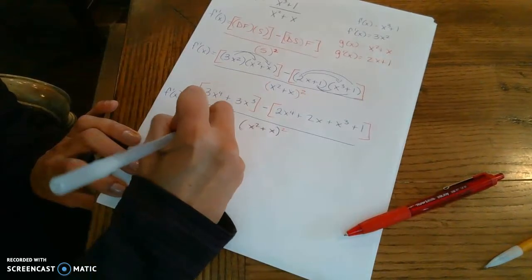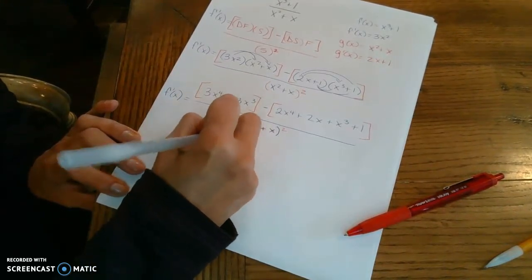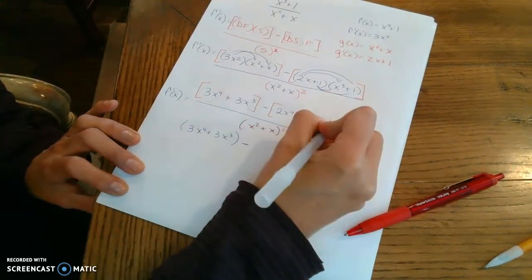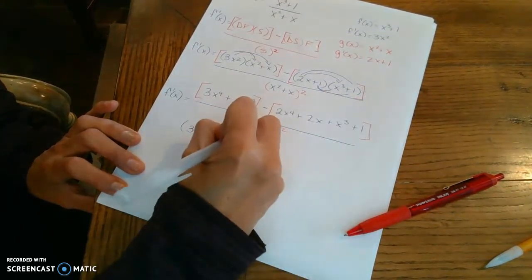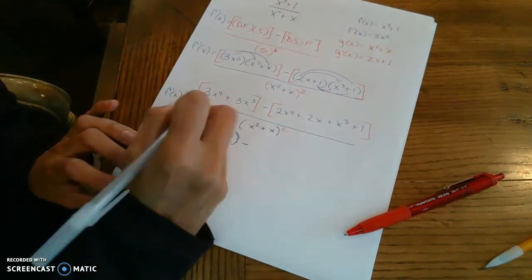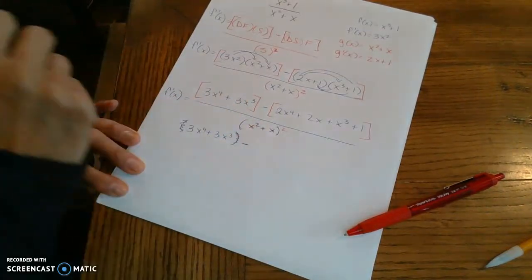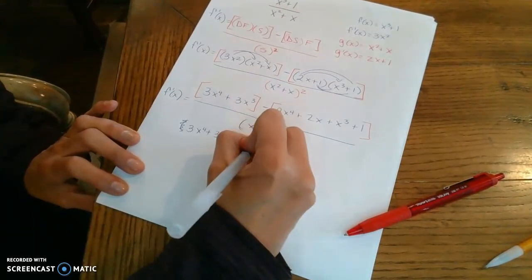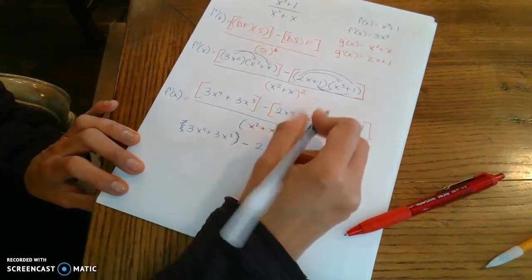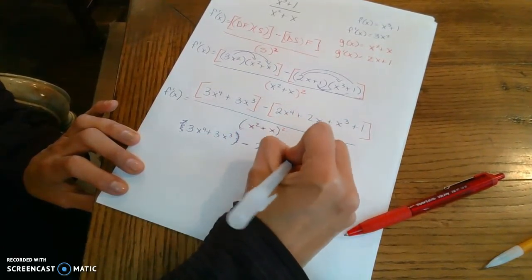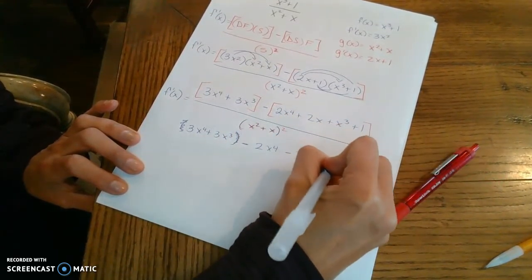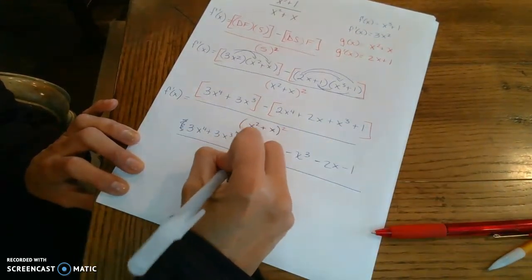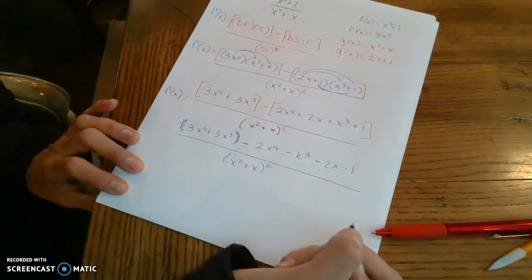There's nothing to do in here. It's 3x to the fourth plus 3x cubed minus here. I can't combine anything either, so I can drop these parentheses because I'm distributing that one here. Here I'm going to distribute the negative. So that becomes negative 2x to the fourth. I'm just going to put this in order. Minus x cubed minus 2x minus 1 all over x squared plus x squared.